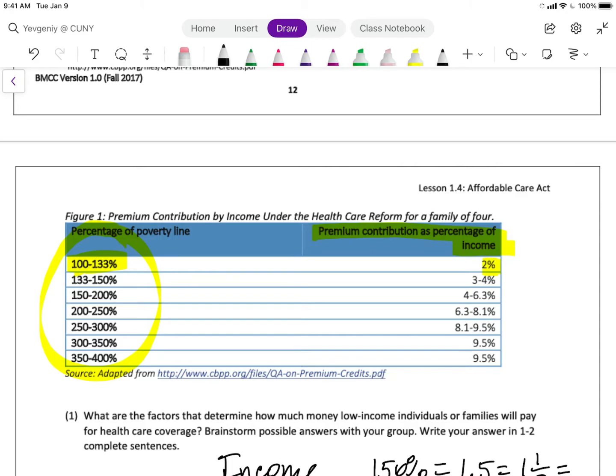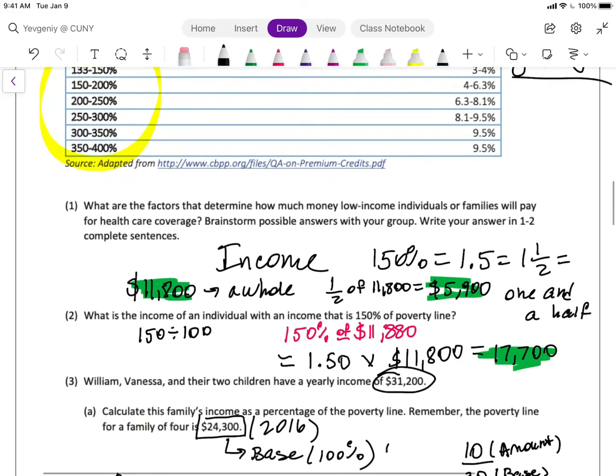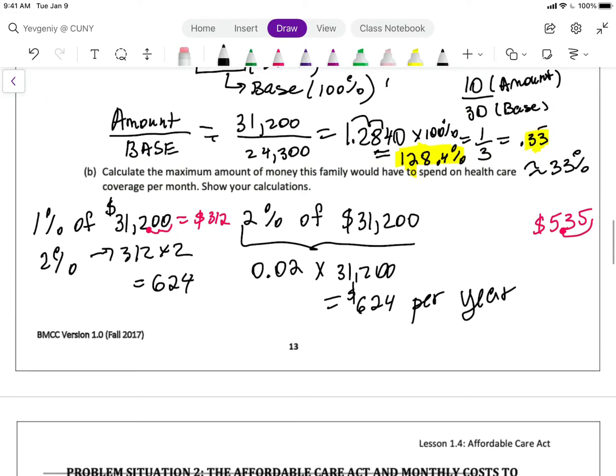The word here that we also need to look at says premium contribution. Did it say what they are? It does say in the passage, if you go back, these are the yearly numbers. Okay, annual. That's how much they pay each year, not each month. That would be crazy, $624 per month for health insurance, which some families do pay. But here, based on this, it's not what it is.